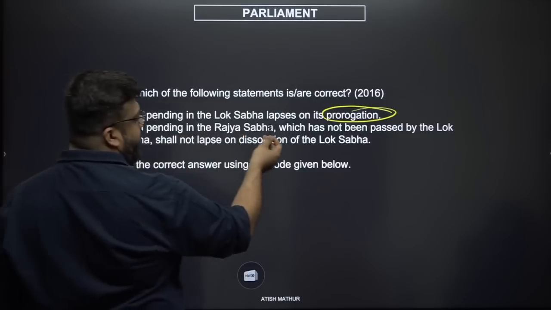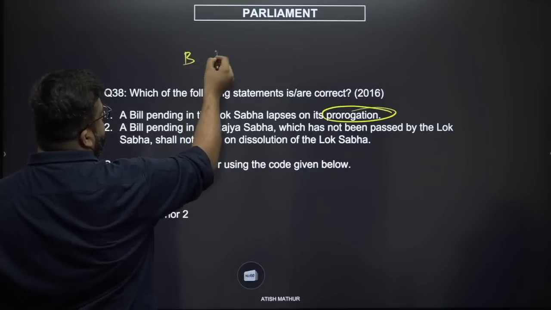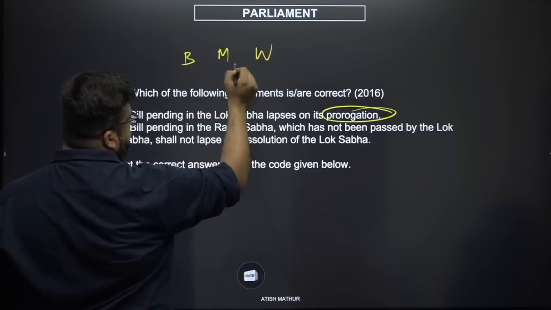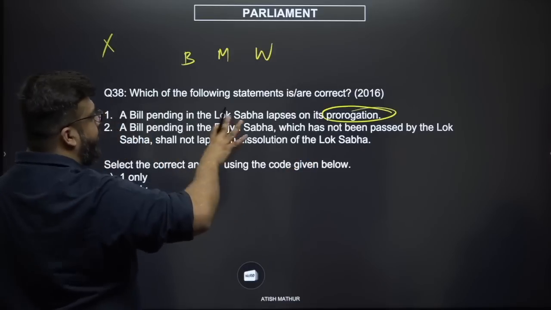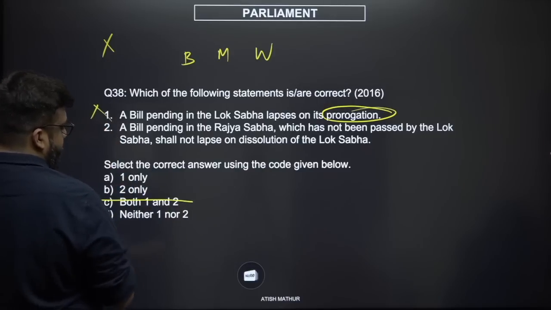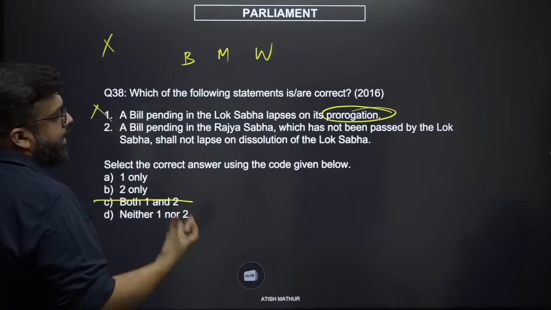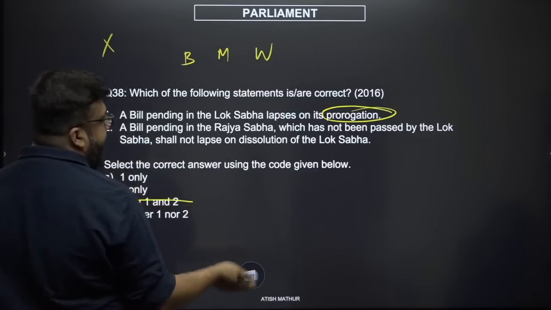A bill pending in the Lok Sabha lapses on its prorogation. What does prorogation do? Prorogation ends the budget, monsoon and winter sessions. It does not change the composition of the Lok Sabha in any form. So, therefore, this is incorrect. So, this is wrong. Now, a bill pending in the Rajya Sabha which has not been passed by the Lok Sabha shall not lapse on the dissolution.